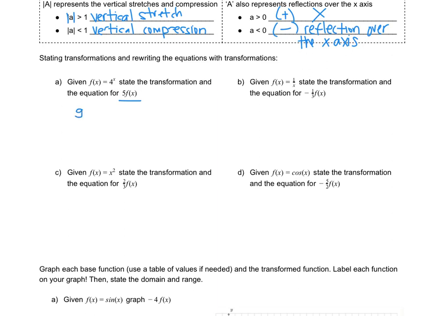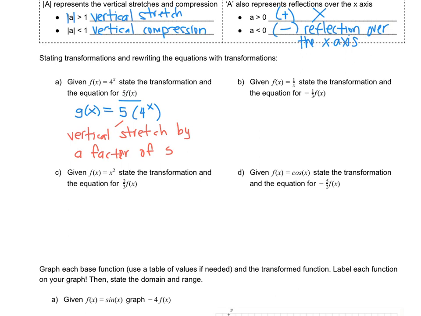So first I'm going to write the equation and I'm going to label my transformed function as g of x. And all I'm going to do is take the 5 and put it right in front of the base function. So I have 5 times 4 to the x. And this 5 represents a vertical stretch because it is greater than 1 by a factor of 5. And that's it. There's no reflection because the 5 is not negative. Okay, let's try the next one.